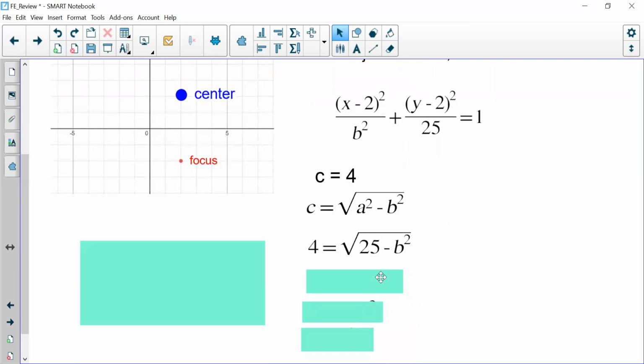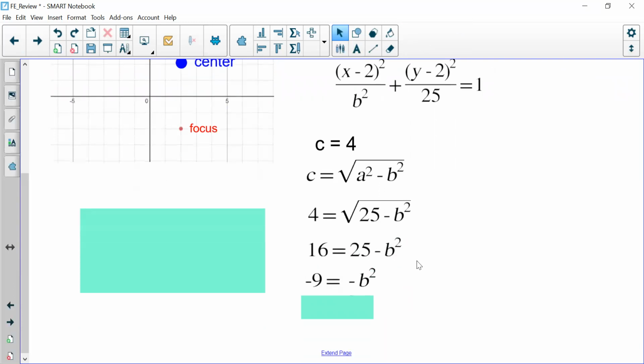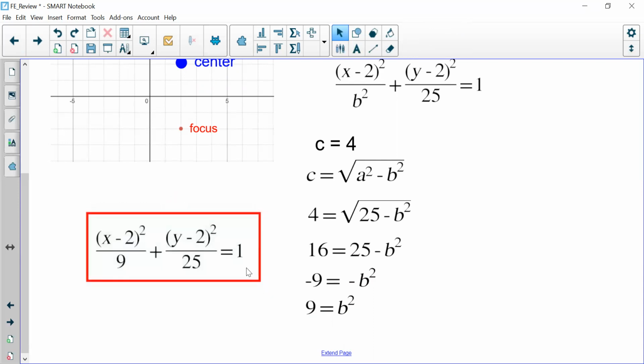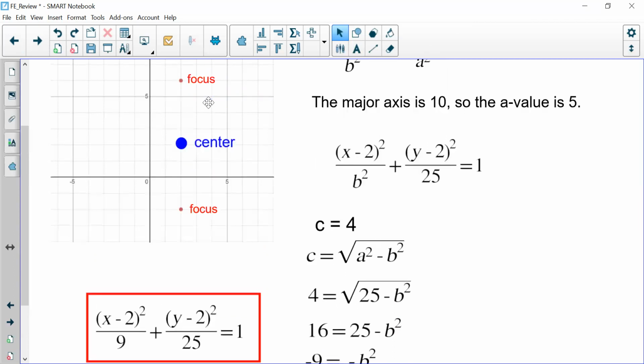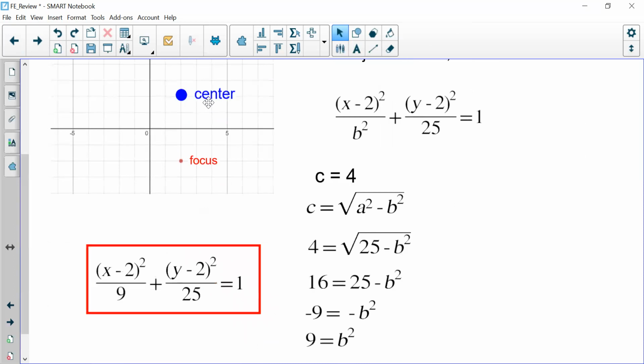So I can square both sides. I'll subtract 25 on both sides, divide by -1 on both sides, and I should stop, because all I really want to know is, what is B squared? I just replace B squared with this number, which is 9. And when I do that, this is my final answer. This is the equation of the ellipse that has foci at (2, -2) and (2, 6), and its major axis is 10 long.